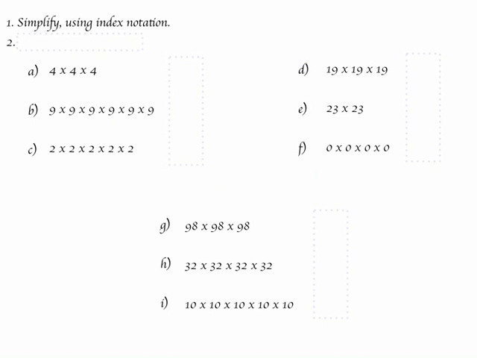Okay, you're going to go through these questions, and the first question says simplify using index notation. So for example, 4 times 4 times 4 is going to be 4 cubed. Okay, there's 3 lots of 4. So you're going to go through and just write down the answers, and then when you've done that, you're going to work out what the actual answer is. Okay, and you can use a calculator. Okay, and here are the answers.